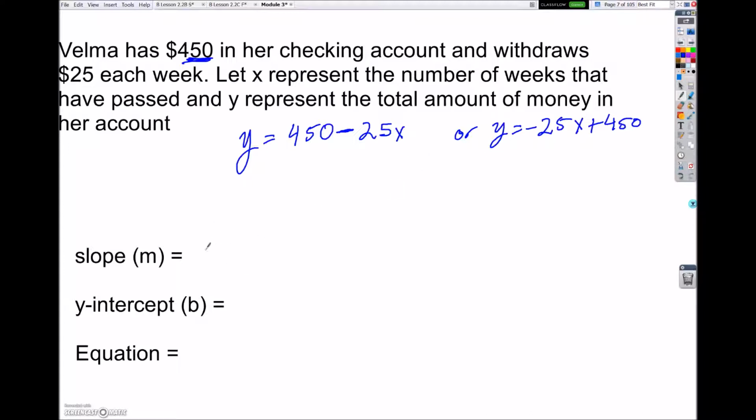So the slope is the coefficient of X. It is 25. She spends $25 for every week. She withdraws $25 for every 1 week. Her y-intercept is how much she started with, which is $450. And her equation, which we already wrote down, is the total amount of money is $450 minus the $25 she has per week.